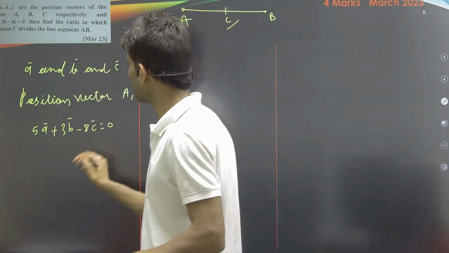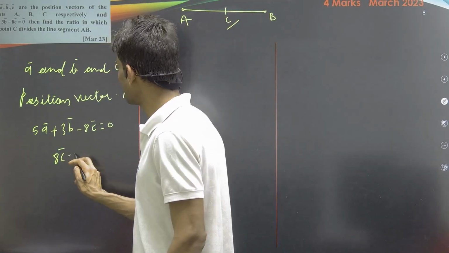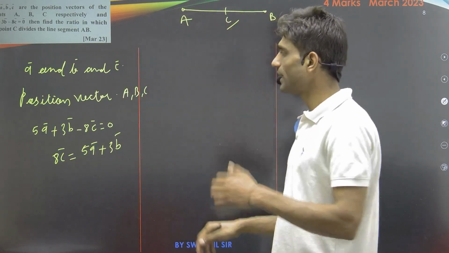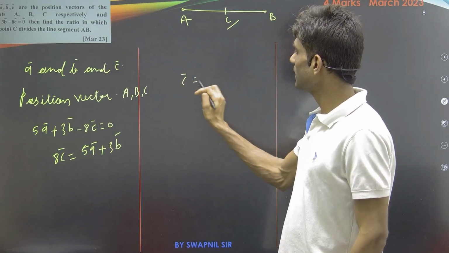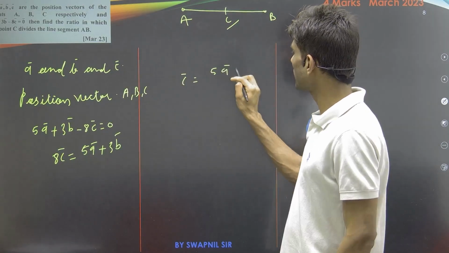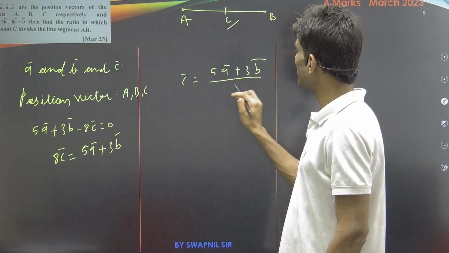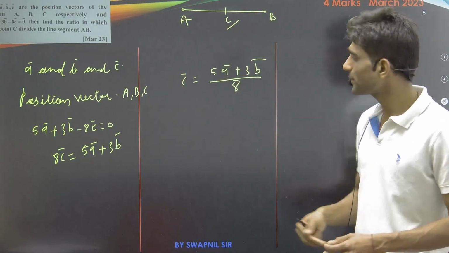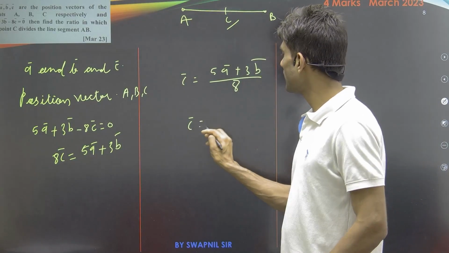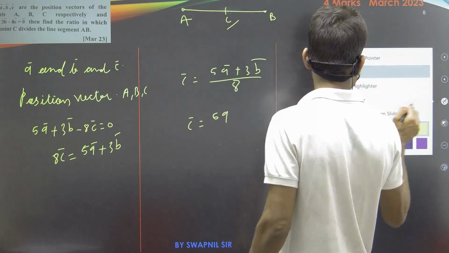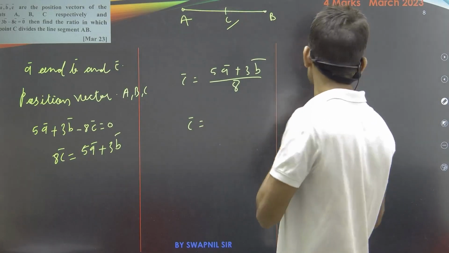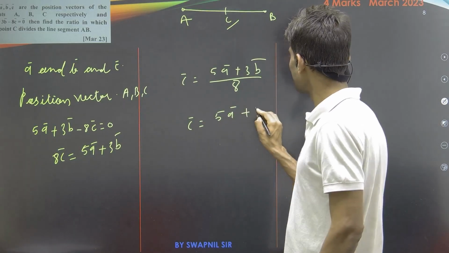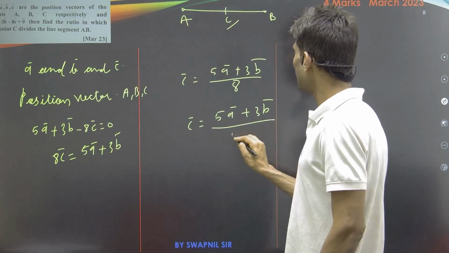Take the 8C bar to the other side, and we can write 8C bar equal to 5 times A bar plus 3 times B bar. So I have written 8C bar this way. So C bar can be written as 5 times A bar plus 3 times B bar divided by 8, since 8 is a multiplicand and goes to the denominator. So C bar can be written as 5 times A bar plus 3 times B bar upon 5 plus 3.